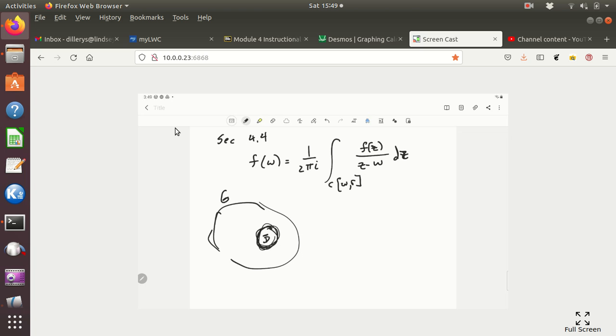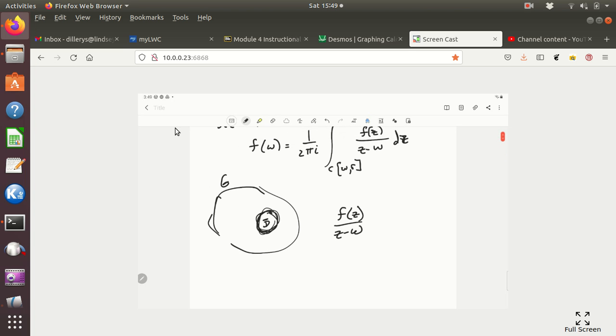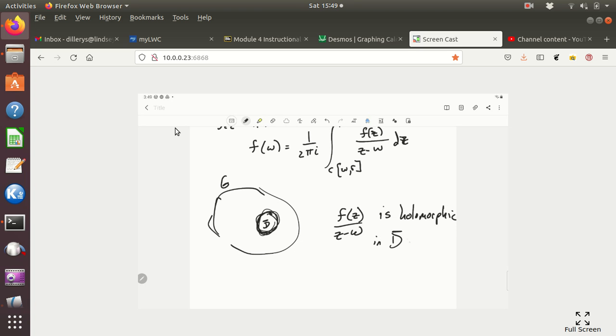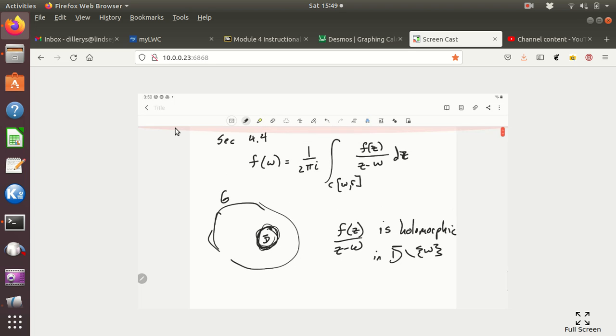And so when I introduce F of Z over Z minus W, it's holomorphic in the disk that we have there minus that one point W. Okay, so that's the idea: for that F of Z, if we didn't divide by the Z minus W, the integral would just give us 0. That's one thing we know already.